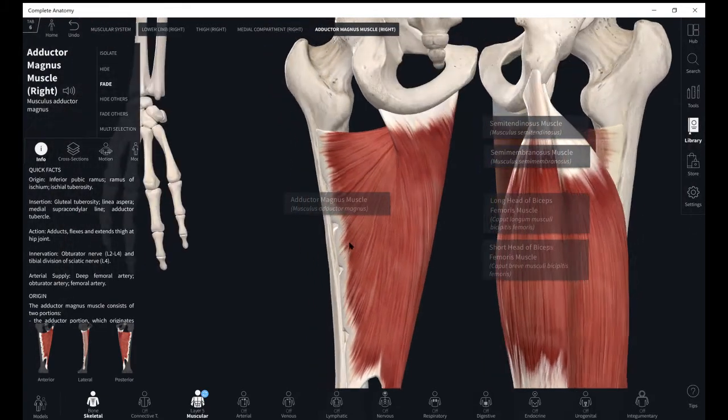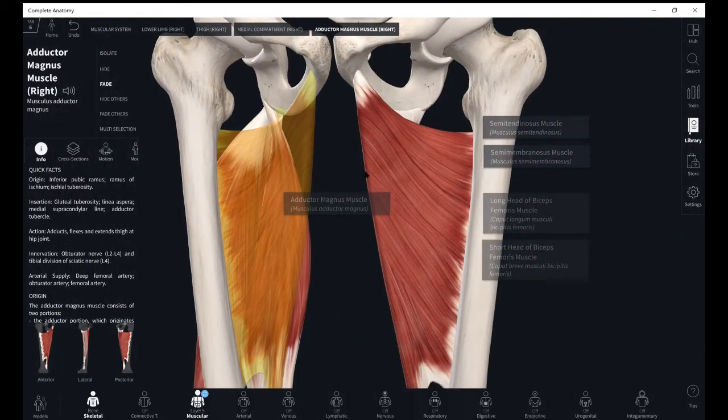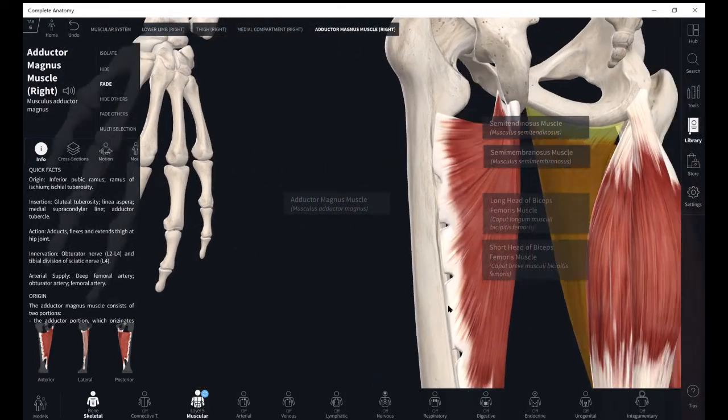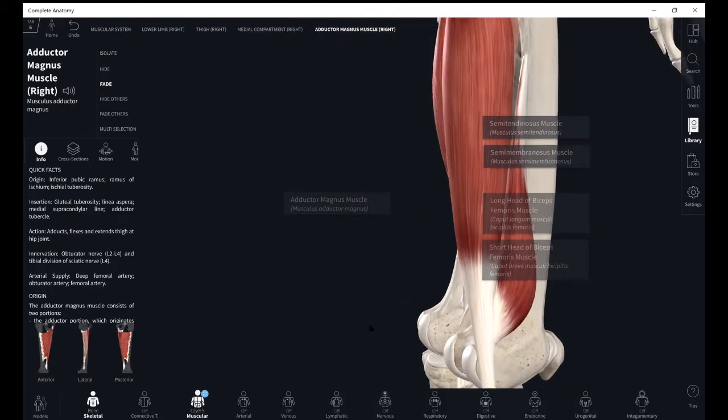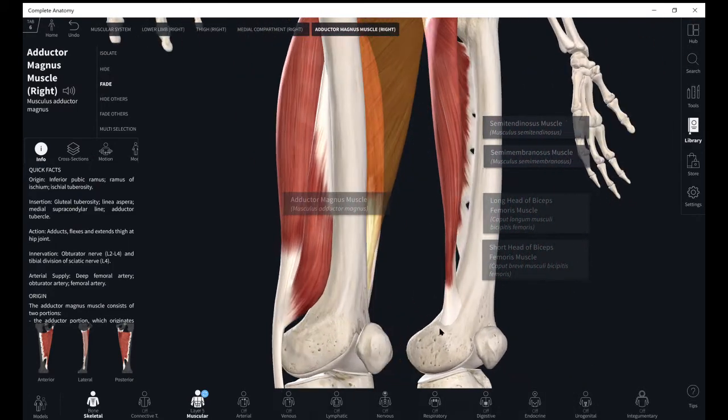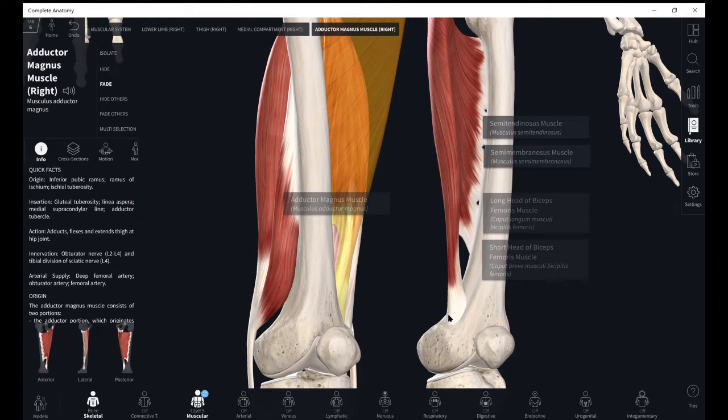We tend to end up needling Adductor Magnus in the bulk of the muscle belly, and depending on the protocol, we may also needle directly onto the adductor tubercle. Get all the way over there on the medial aspect of the knee.